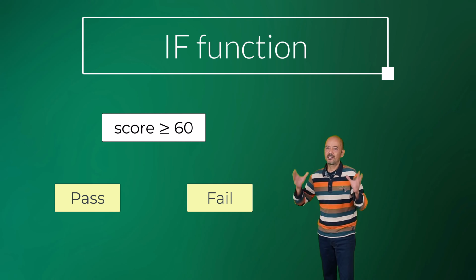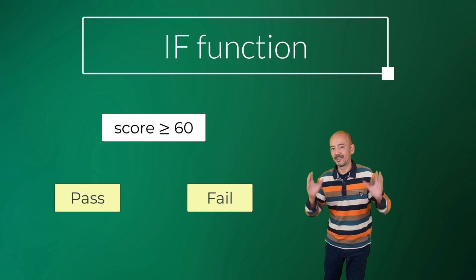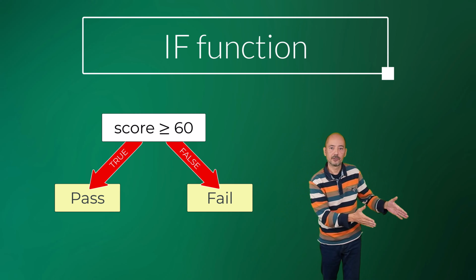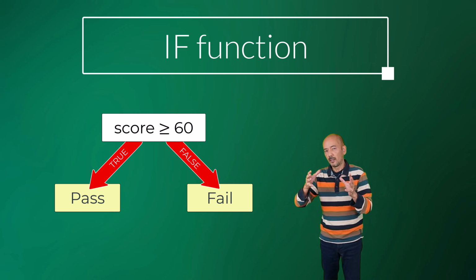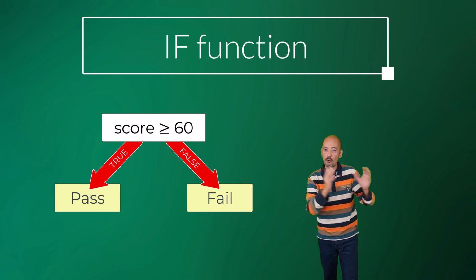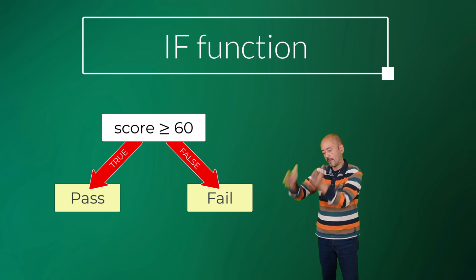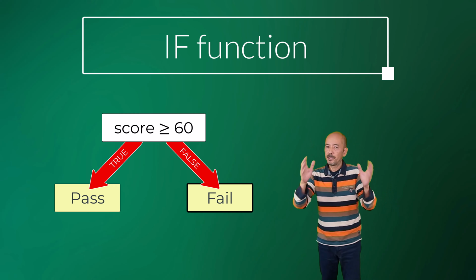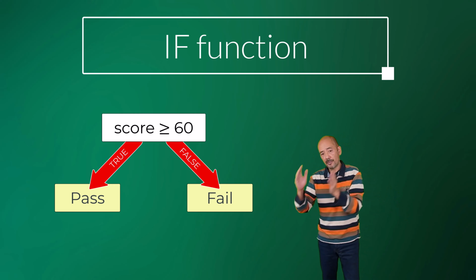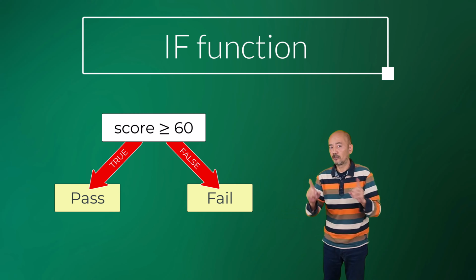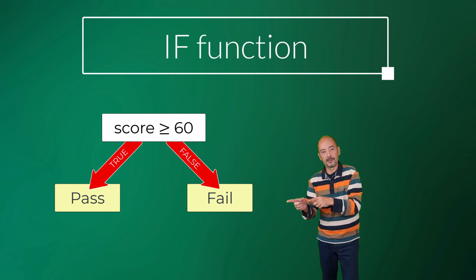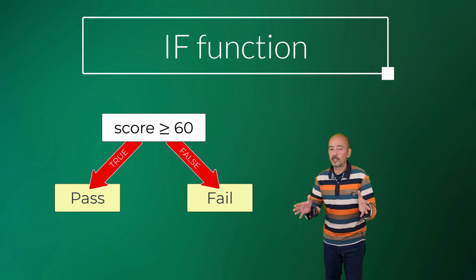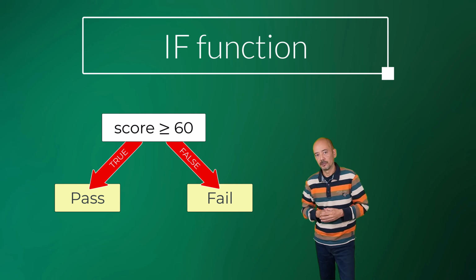Let's say I have a test score, and if the test score is at least 60, then I want to have the text pass, and if not, I want to have the text fail. So this logical statement is either true or false. If the statement is true, then this will be the outcome. If the statement is false, then this will be the outcome. And because the logical statement has to be either true or false, it often, not always, but often has a greater than sign, an equal sign, or a less than sign. I'm going to open up Excel and show you 4 examples.